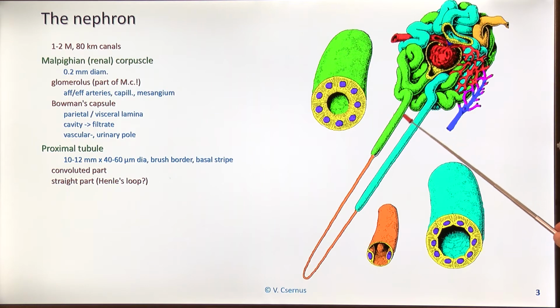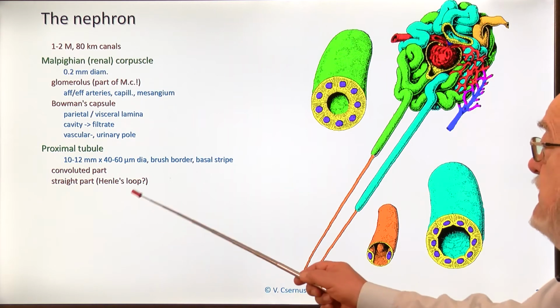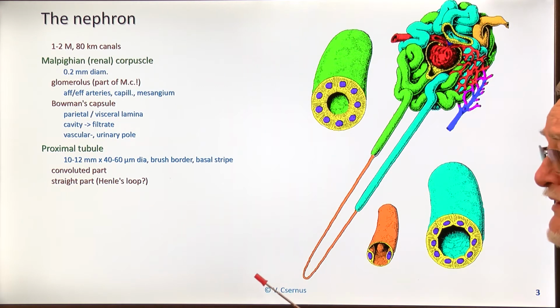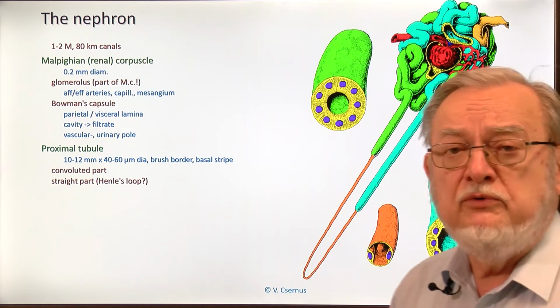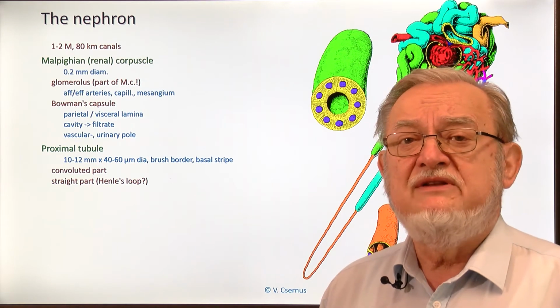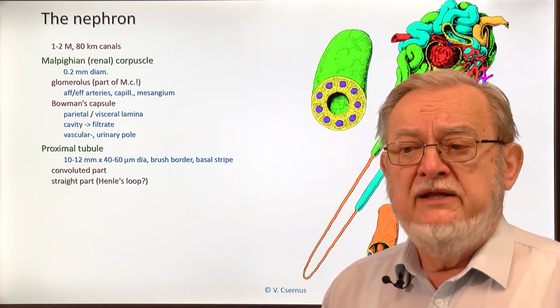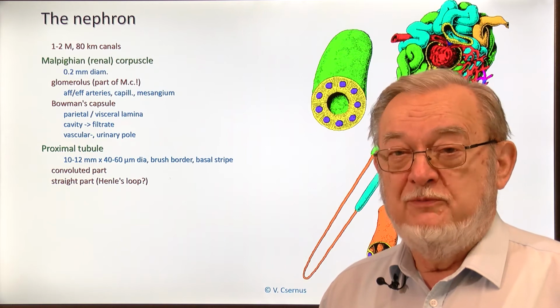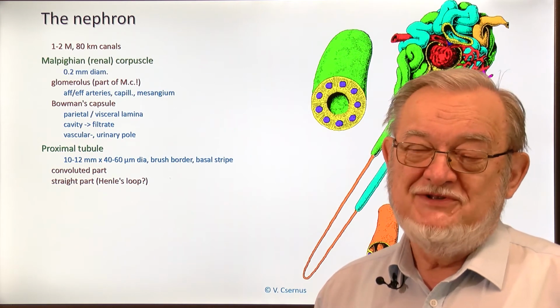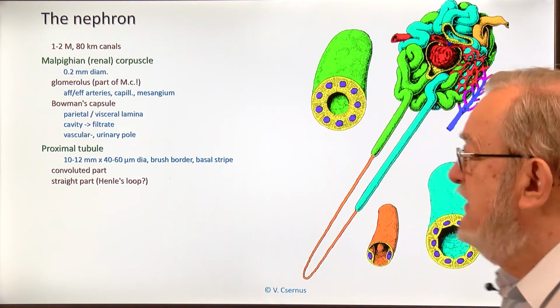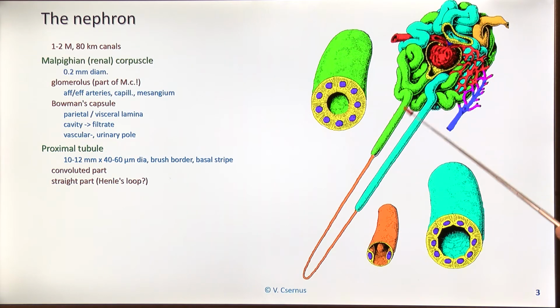After that, it turns straight and goes down in the direction of the medulla, and this is the straight part. Here I'd like to call your attention that in different books, you come across different terminology. The very old books and the modern books name this tube the straight part of the proximal tubule.